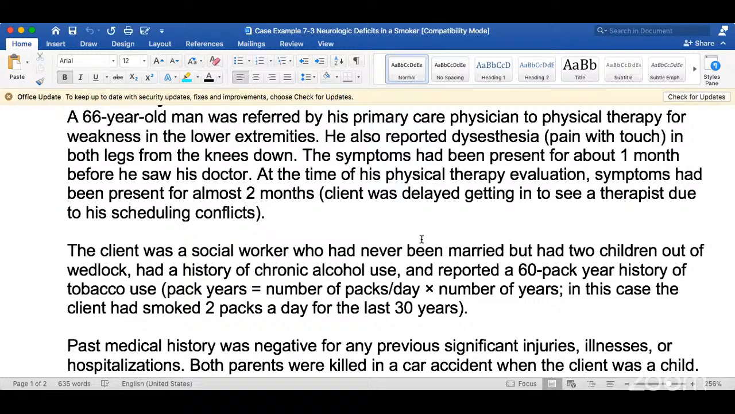What I want to point out here is he had 2 children out of wedlock and a history of chronic alcohol consumption. So for me, I would like to screen the person for HIV.